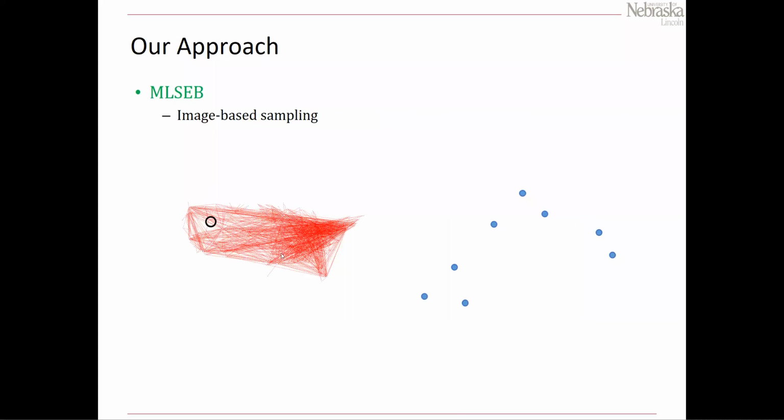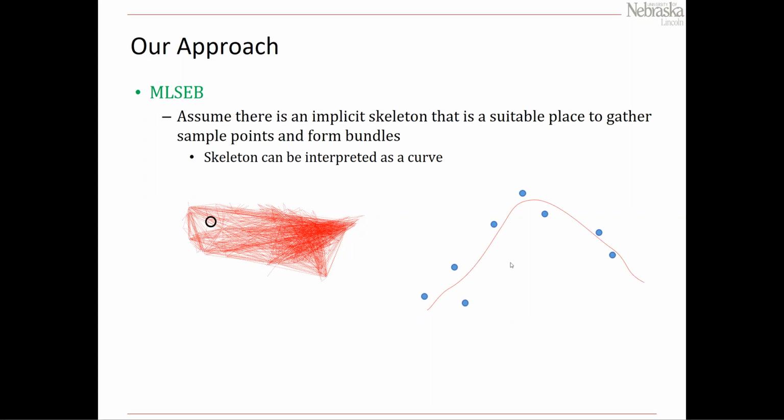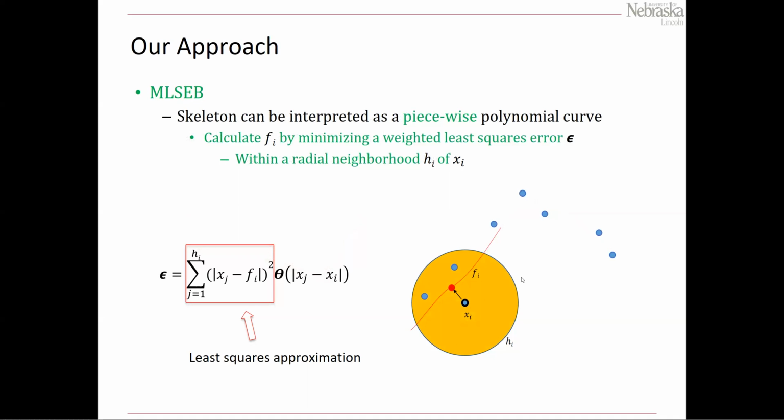So once we have the node diagram result, we generate a set of sample points, and we still focus on this small area. Assume we have this set of eight sampling points, and we assume there's an implicit skeleton, a curve or bundle which is suitable to place these sampling points and helps us to form the bundle. The skeleton can be interpreted as a piecewise curve. In order to construct the skeleton, we use moving least squares.